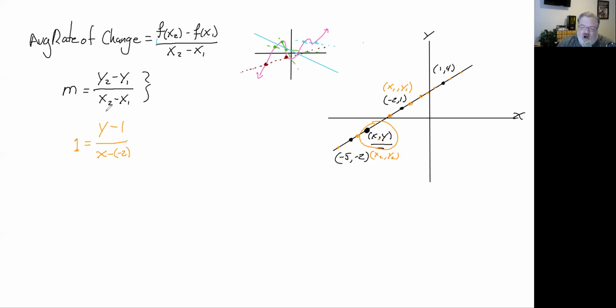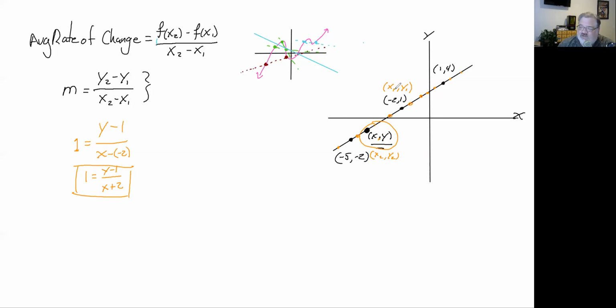Now, as odd as this might look, we could clean this up a little bit: 1 equals y minus 1 over x plus 2, if you want. But this really is an equation for this line. It is a rule that links every xy pair that is on this line. Every xy pair, when put in this formula using this x1, y1 as an anchor, will give us a 1 for a slope.